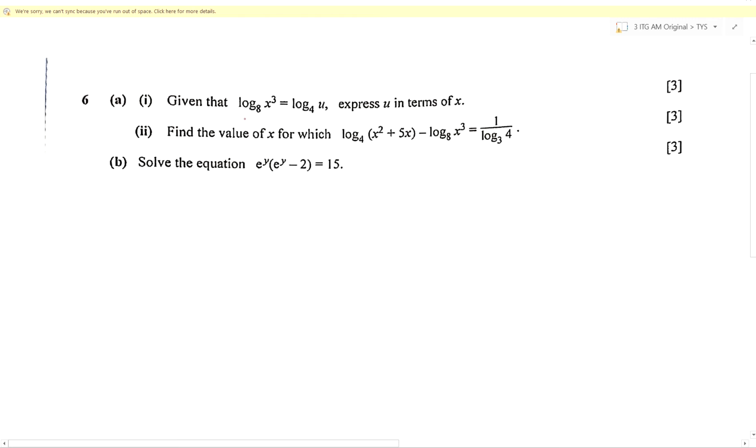Looking at the equation, log base 8 of x^3 equals log base 4 of u. So the number that comes to mind when I see an 8 and I see a 4 has to be 2, because 2^3 is 8, 2^2 is 4. So we know that we've got two different logarithms with different bases. Probably I should consider changing them to base 2. Okay, so let's start. Part 1 for A.